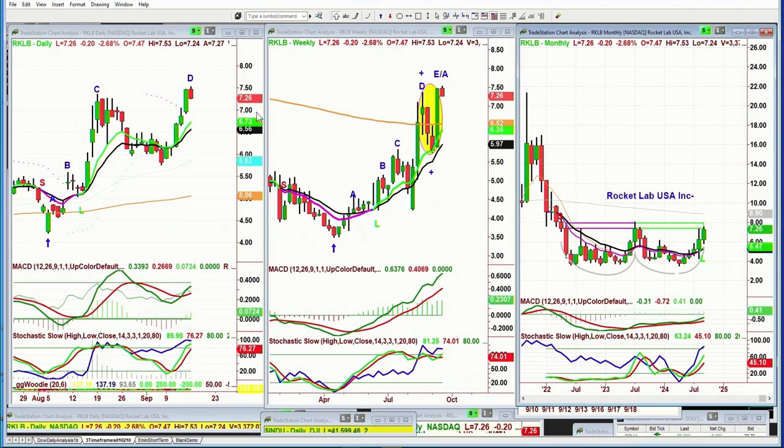So why don't you start your position, and maybe you've got three positions. A starter position here at 7.27 as it's coming off the intraday high of 7.53. That means it should be pulling back. The 9-period moving average is at 6.73. The 14-period moving average is 6.57. I'm thinking lower. I'm thinking 6.40s.